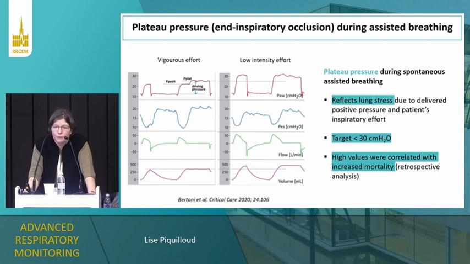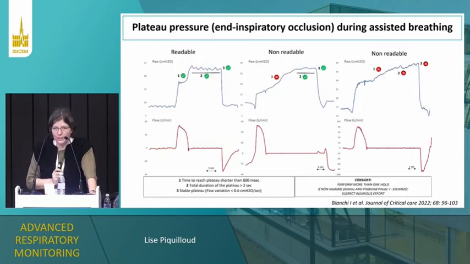Then the plateau pressure during spontaneous breathing reflects lung stress due to the positive pressure of the ventilator and to the patient inspiratory effort. The target basically is the same as for controlled ventilation, lower than 30. And in retrospective series, high values of plateau pressure during spontaneous breathing have been associated with increased mortality. Easy to monitor. Then we can do it every day for our patient under assisted ventilation.